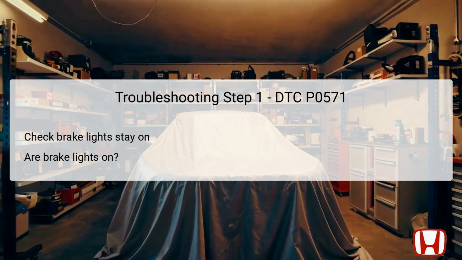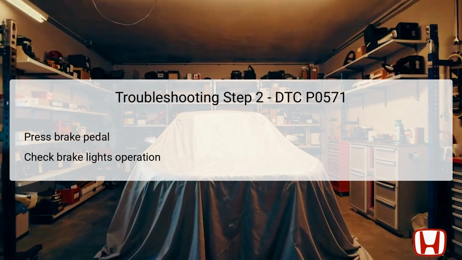In the first troubleshooting step for DTC P0571, the brake lights must be checked without pressing the brake pedal. You need to assess whether the brake lights remain illuminated, which may indicate an issue with the brake pedal position switch or a short circuit in the wiring. If the brake lights are on without the pedal being pressed, this confirms an issue, and you will need to proceed directly to step 9. Alternatively, if the lights are off, you will continue on to the next step to further isolate and identify the malfunction.